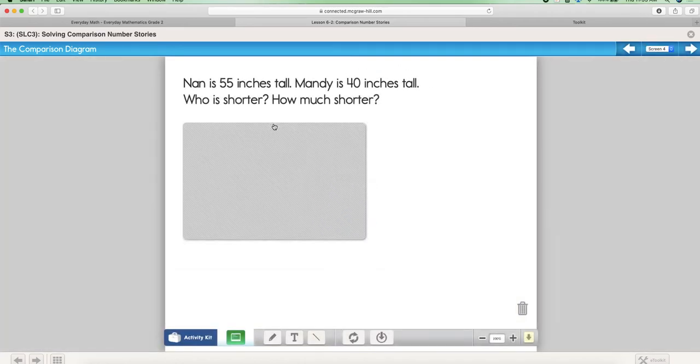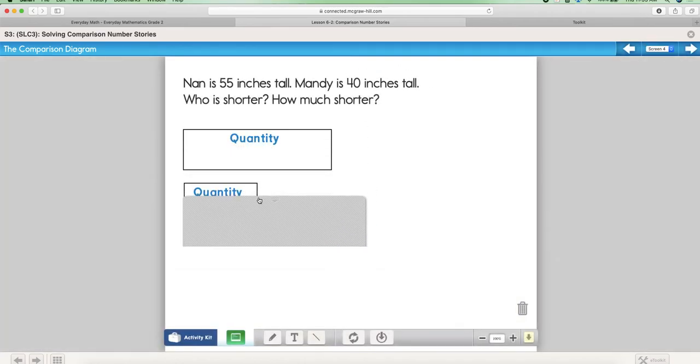All right. Nan is 55 inches tall. Mandy is 40 inches tall. Who is shorter and how much shorter? Well, first of all, who is shorter? If Nan is 55 inches tall and Mandy's 40 inches tall, who is shorter? Derek, who's shorter, Nan or Mandy? Mandy is shorter because Mandy is only 40 inches tall.